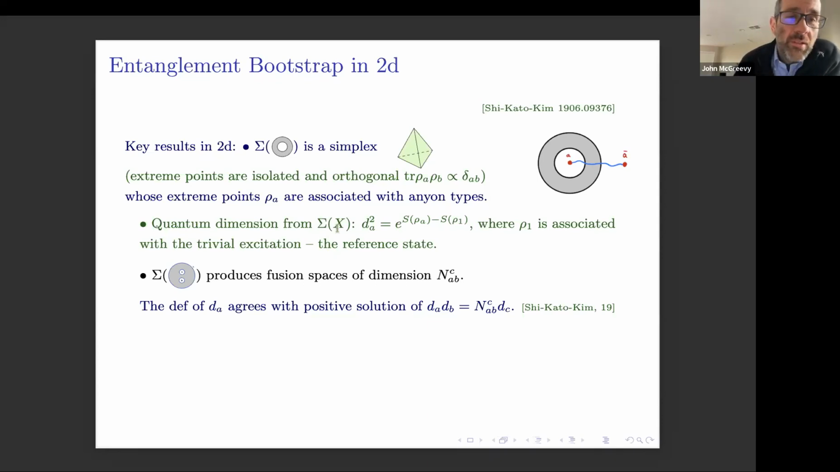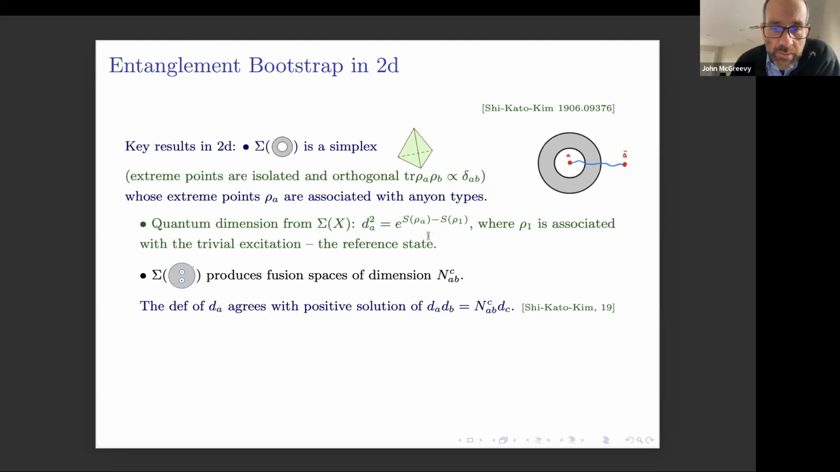Quantum dimension is what happens if you fuse the anion with itself arbitrarily many times. How does the Hilbert space grow? That's determined by the entropy of that density matrix minus the entropy of the reduced density matrix of the reference state. That's the state associated with the trivial excitation. If instead I study the information convex set of the two-hole disk, that produces fusion spaces of those anions.